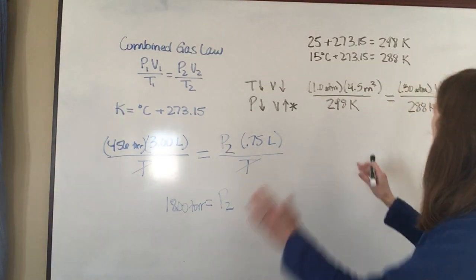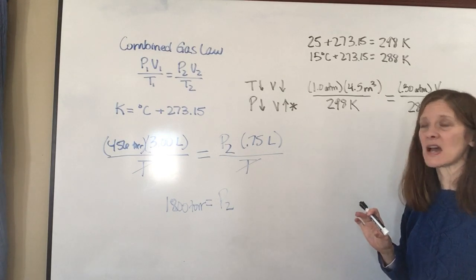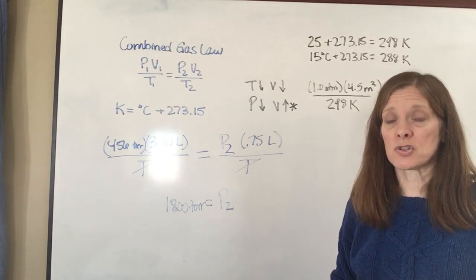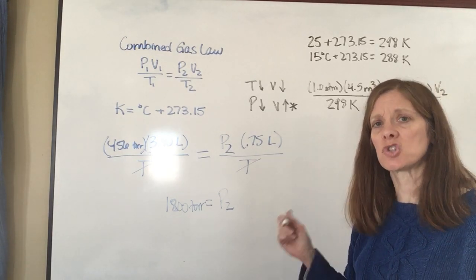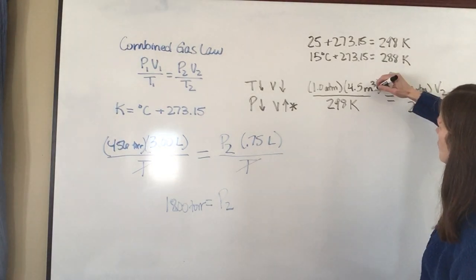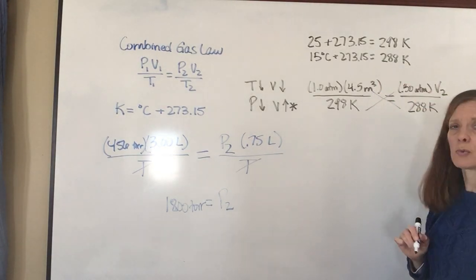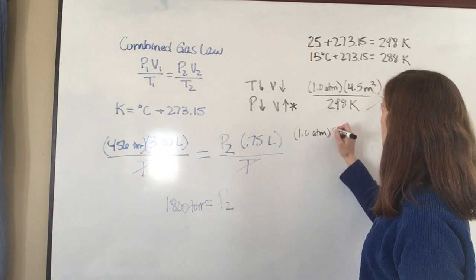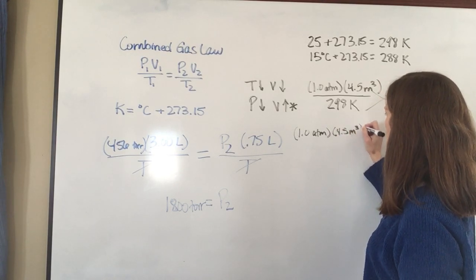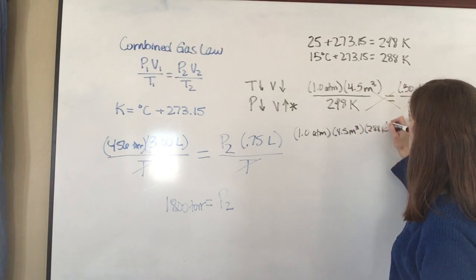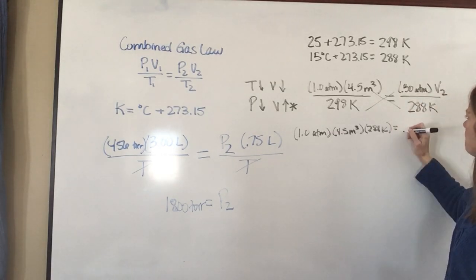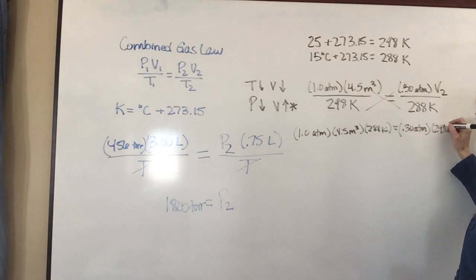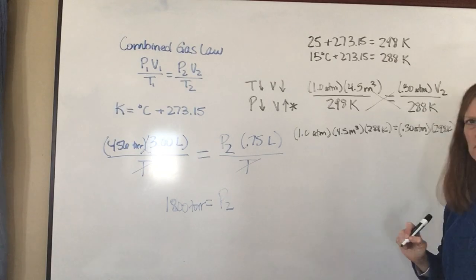Now, one nice thing about these, what I always like to do is I like to cross multiply with these types of problems. If you have another way you prefer to solve it, that works too. I don't think he mentions cross multiplication, so I'm going to show you how to set that up this way. Remember, you can cross multiply to solve proportion or ratio problems. So if you take 1 atmosphere times 4.5 cubic meters times 288 Kelvin, that will equal 0.3 atmospheres times 298 Kelvin times V sub 2.